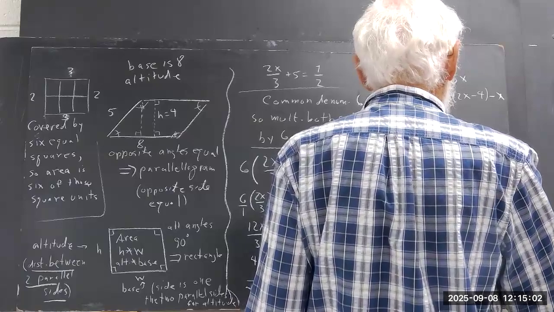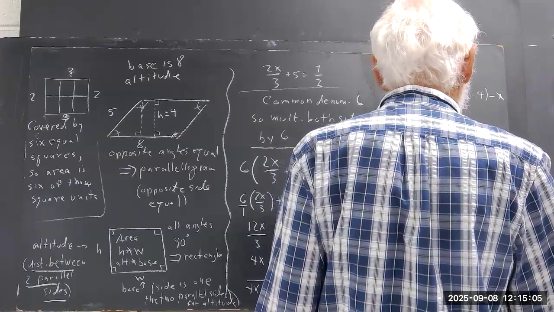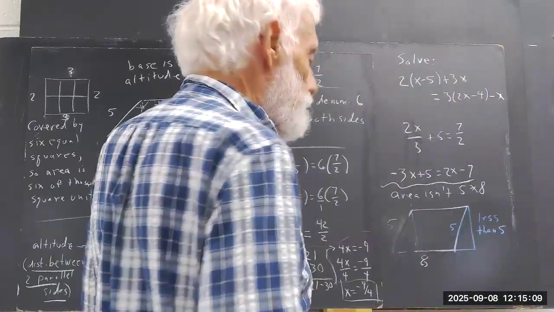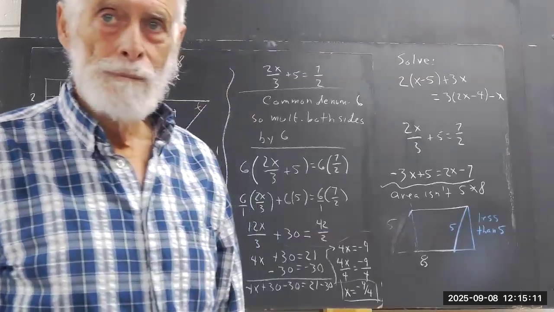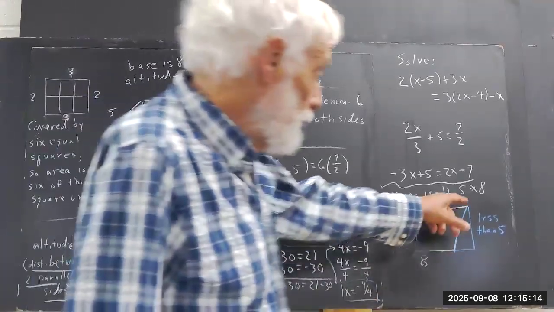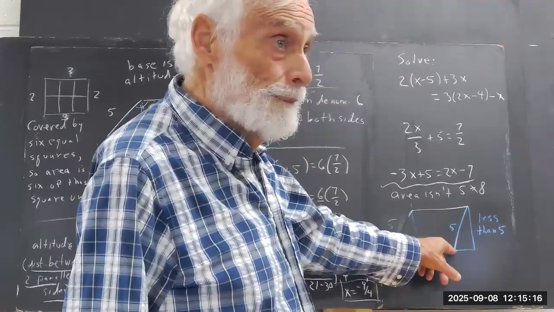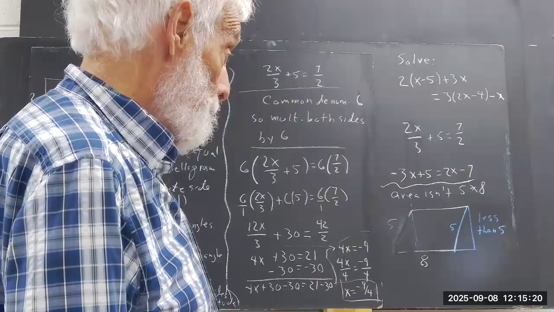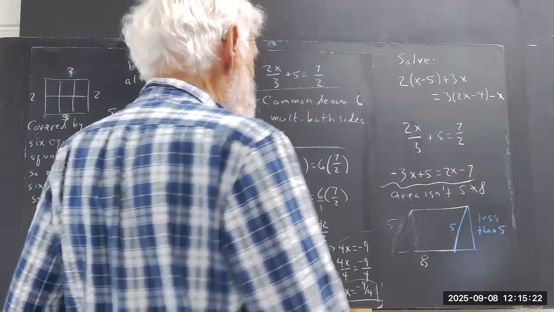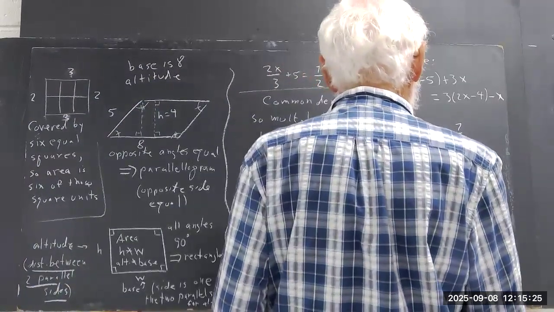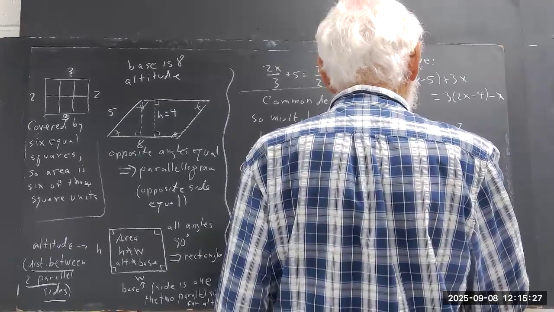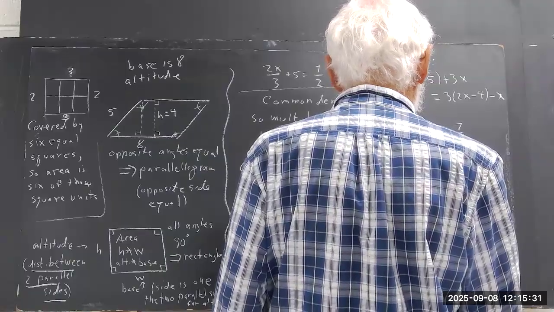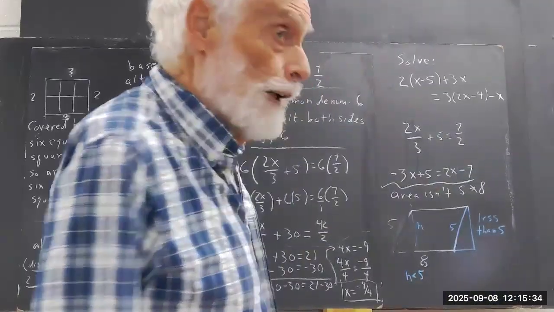This side is less than 5. Because it's the hypotenuse of a right triangle. Got to be less than 5. So area, I can say h is less than 5.